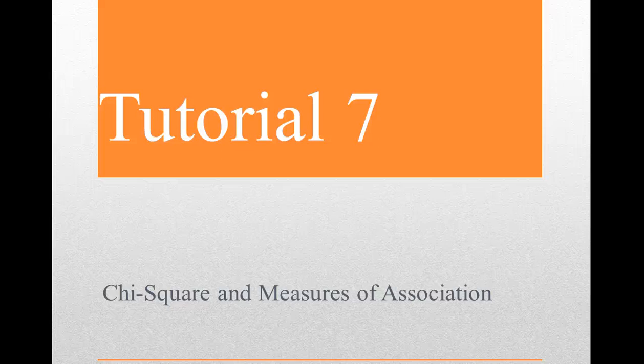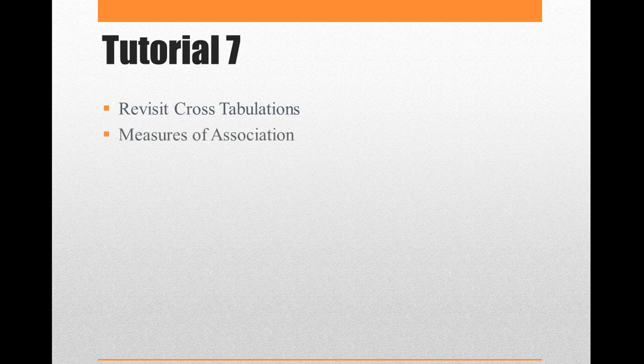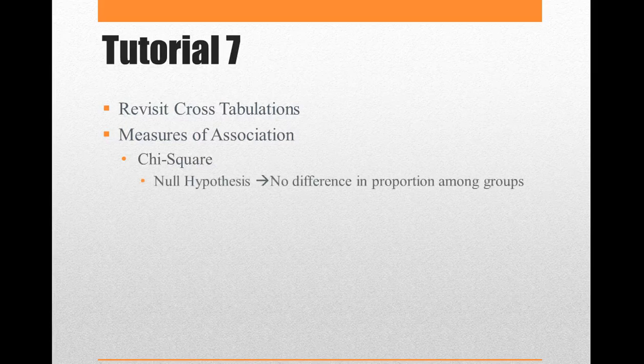Welcome to Tutorial 7, where we're going to discuss the chi-square and measures of association. In this chapter, we will revisit cross-tabulations and learn how to obtain what are called measures of association for the relationships we are analyzing. We will learn about the chi-square to determine whether an observed cross-tab relationship departs significantly from the expectations of the null hypothesis.